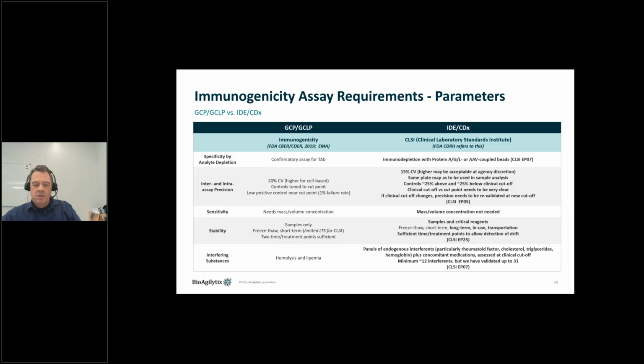Interfering substances is a very important parameter for device level assays. Typically for immunogenicity, we validate hemolysis and lipemia, but diagnostic devices require interference testing with more substances. Additional endogenous interference are needed. Rheumatoid factor, cholesterol, triglycerides are particularly needed, and also concomitant medications that are specific for the intended trial population need to be considered. So next slide, please.